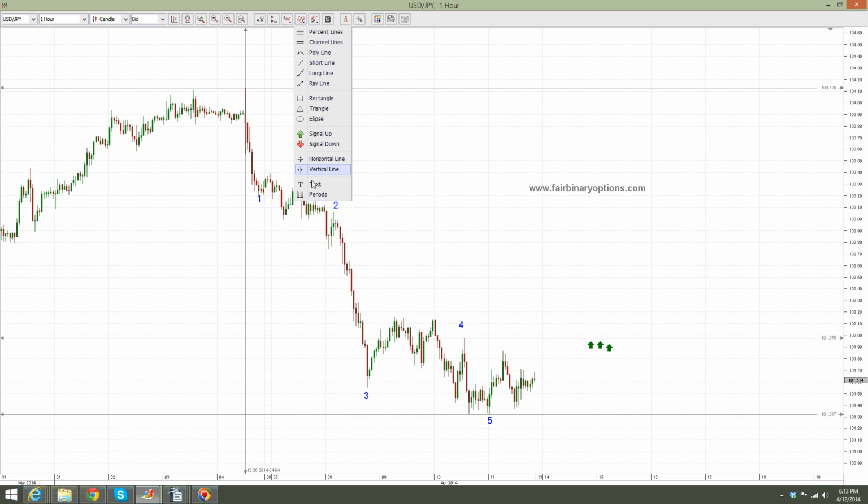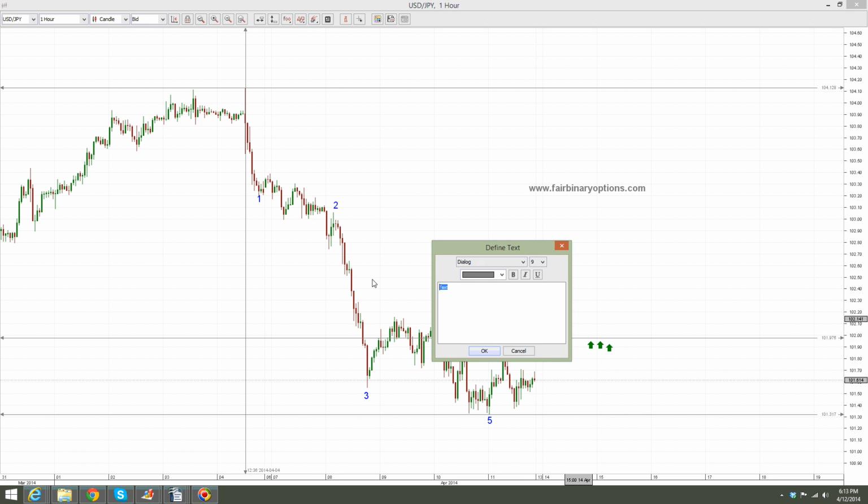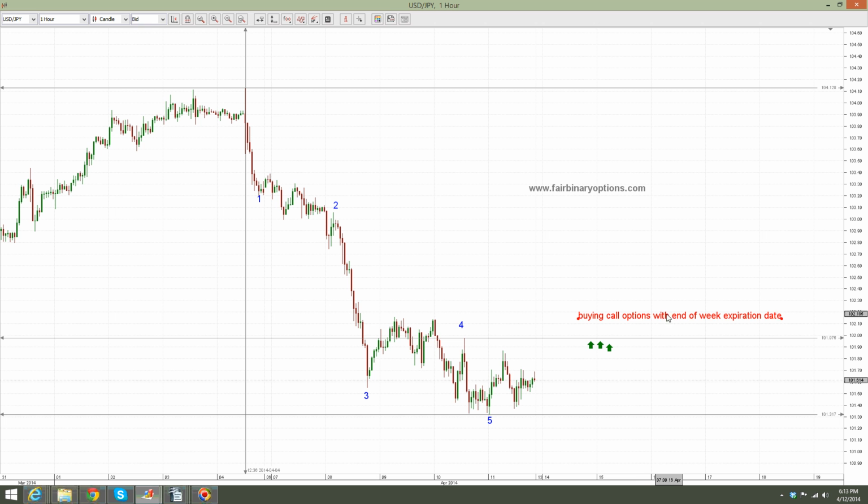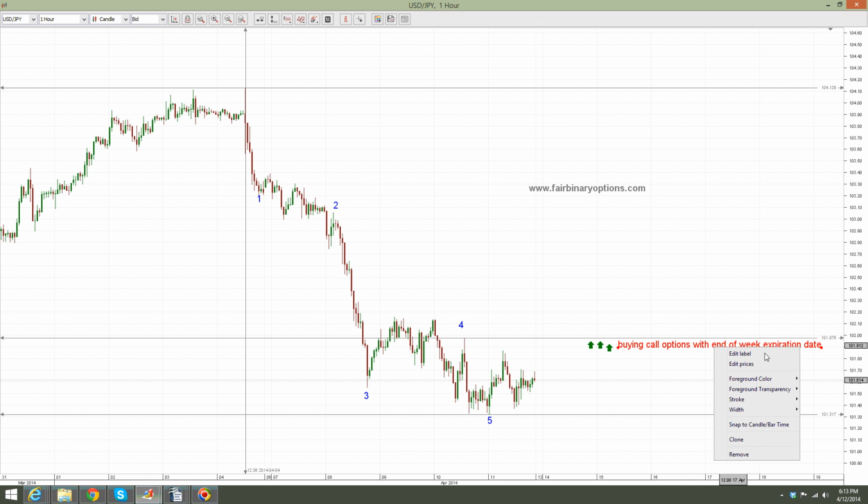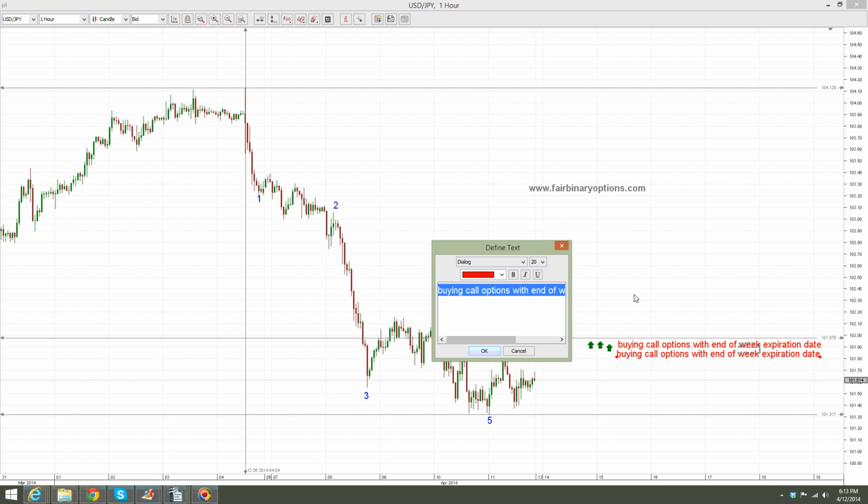So let's write on the screen that buying call options with end of week expiration date is our proposition here, or intention, and we'll have for that the 101.97. So by the time the 102 level will come.